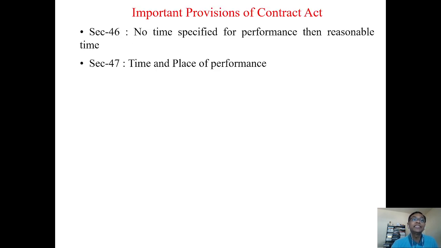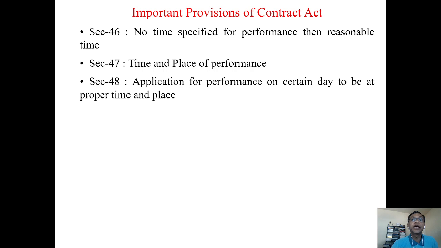Section 46 is very important. It stipulates that when no time is specified for performance, then it should be performed in a reasonable time. Suppose in a construction contract, everything is there, but completion of work is not specified. We have made a contract for construction of so and so numbers, but time is not specified. Then it should be completed in a reasonable time. What is the reasonable time? Court will decide it. What is the nature of the building or type of project? What is the industry standard? Likewise, then it should be done in reasonable time.